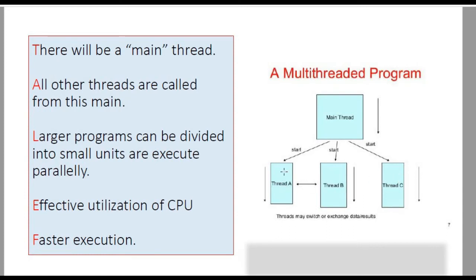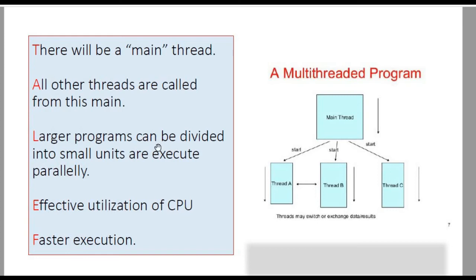Thread A has to perform its duty. Thread B has to perform its duty. Thread C has to perform its duty. They can communicate in between and perform together to get the output of the main program. The main thread or main program is the control unit that decides which thread is to be executed and how and when, depending upon the instruction from the main thread. These threads are communicating independently at the same time. That is the concept.